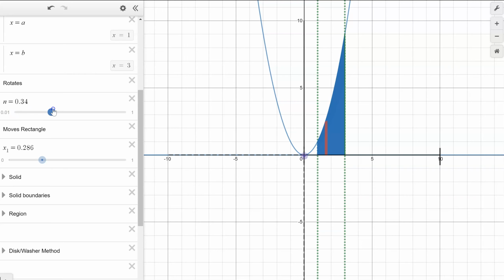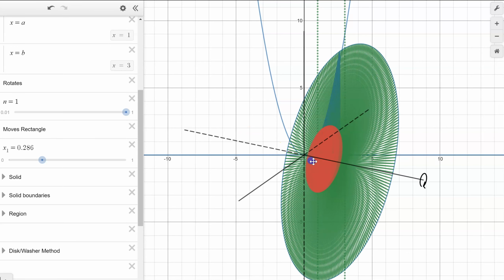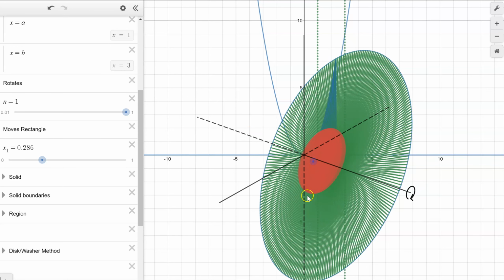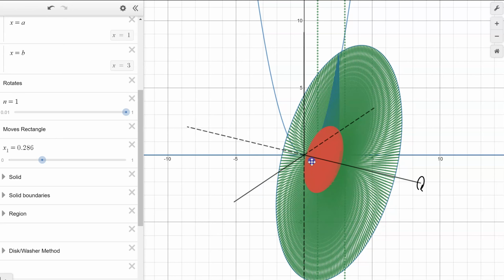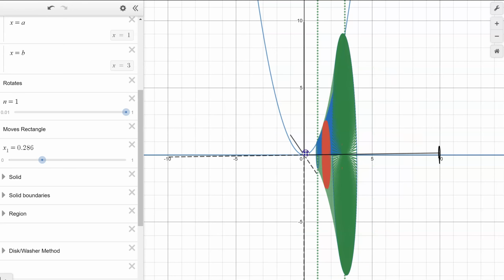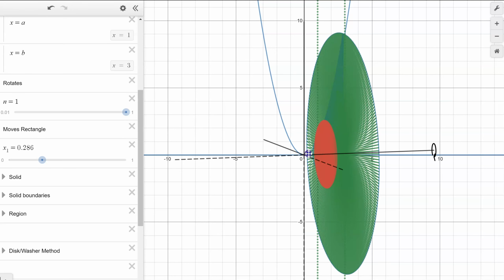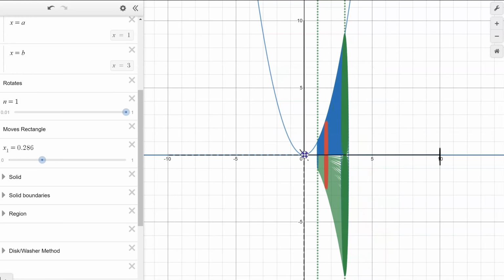So you can see it here being rotated, still the same thing. But now if I grab it and move it forward, you can see what shape did it make? It's a disk. So this solid that it's creating looks like that. And by rotating the rectangle, it makes a disk. So what it basically is, that rectangle is the radius.